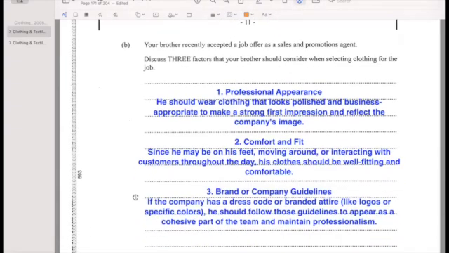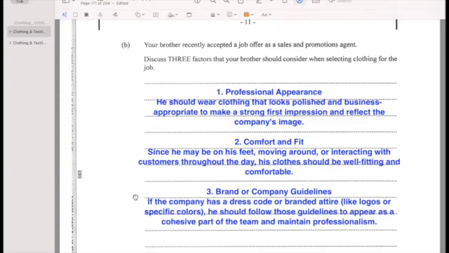2 marks. Your brother recently accepted a job offer as a sales and promotion agent. Discuss 3 factors your brother could consider when selecting clothing for a job. 1. Professional appearance. All right, they say we have to discuss. So he should wear clothing that looks polished and businesslike, right? He should look appropriate to make a strong first impression and reflect the company image. That's 1. 2. Comfort and fit.